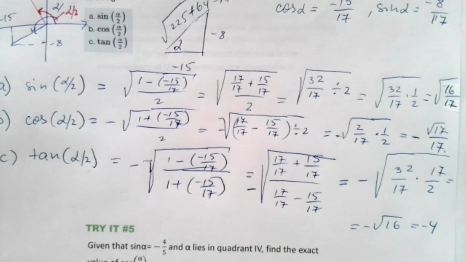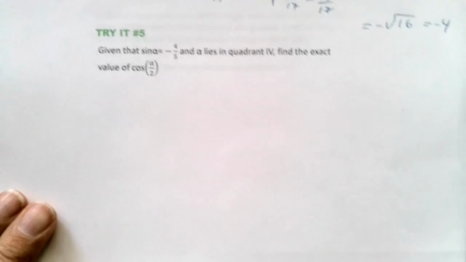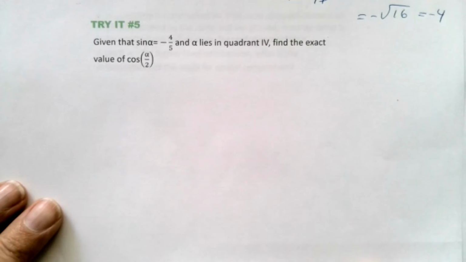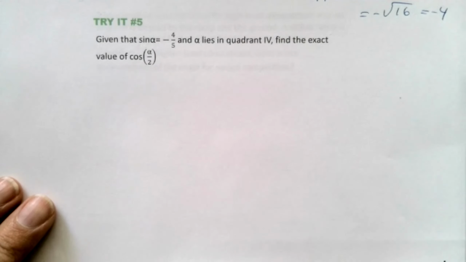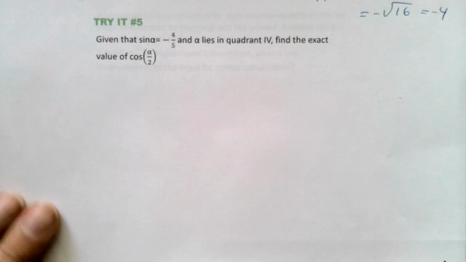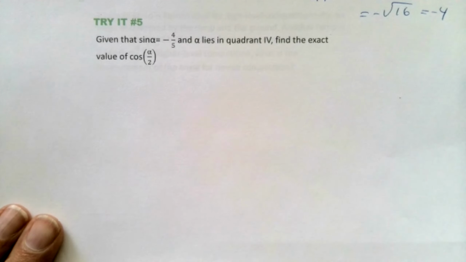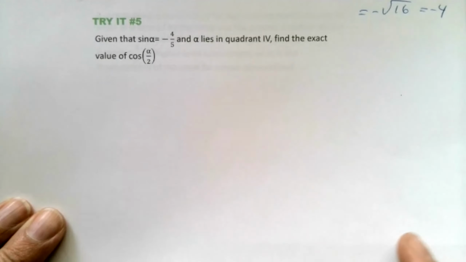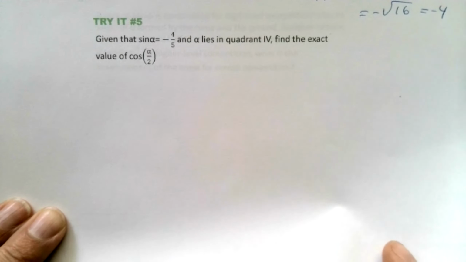And I would like you to try this problem by yourself. Given that sine alpha is -4/5 and alpha is in quadrant 4, find the exact value of cosine of alpha over 2. Please pause this video here, and we're gonna continue to our next example.